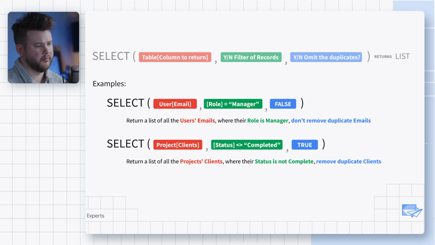Another example is in this select function, we're going to return a list of projects, clients, where their status is not completed. But we do want to remove the duplicate clients. So this would look like a list of all the clients who have active projects. Any client who has multiple projects that are active would still only show up once.